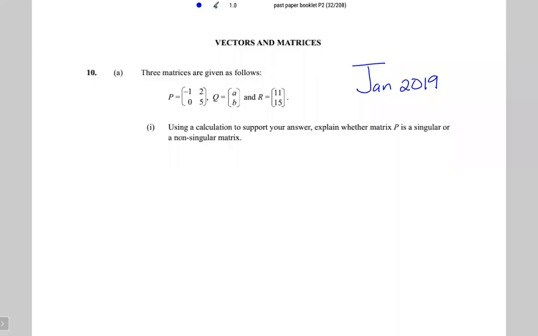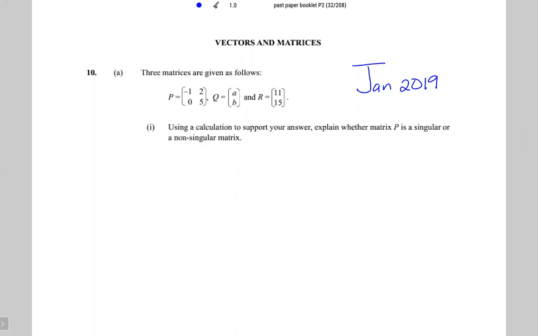All right, so this is question number 10, January 2019. The A part says that P is the matrix minus 1, 2, 0, 5, Q is the matrix AB, and R is the matrix 11, 15. It says, using a calculation to support your answer, explain why the matrix P is a singular or a non-singular matrix.